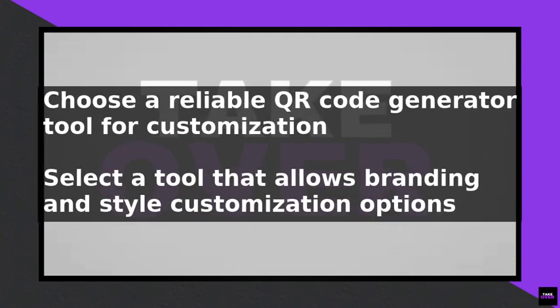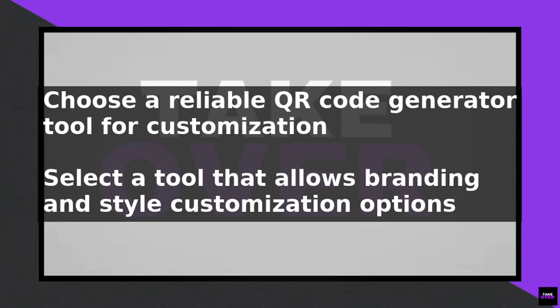Once you have selected a QR code generator, enter the URL of the page you want to link to. Make sure the URL is correct and active, as this will ensure that customers can access your shop or product page when they scan the QR code.